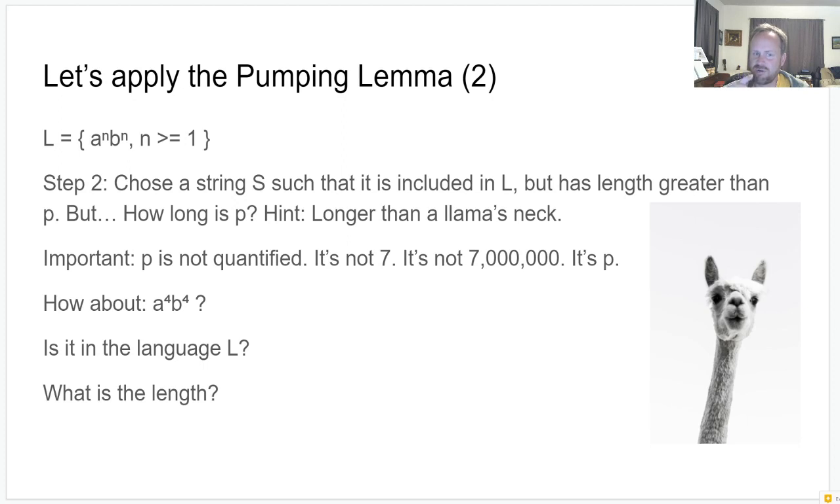4 A's, 4 B's, 4 plus 4 is 8. And we have this constraint when choosing S. It has to have a length greater than P. Well, is 8 greater than P? I don't know. I have no idea. But probably not, because P was supposed to be arbitrarily long.